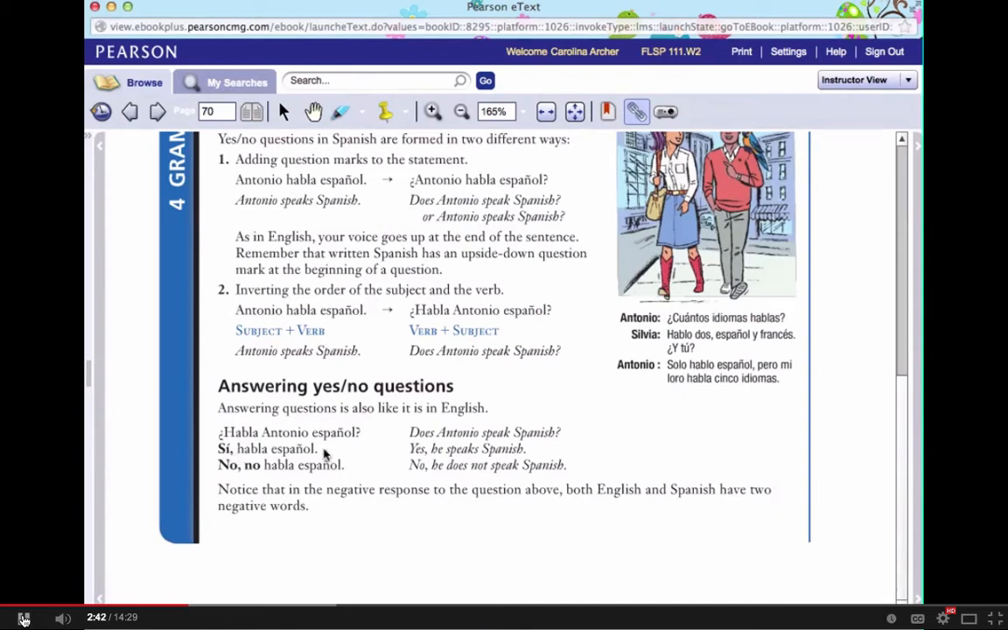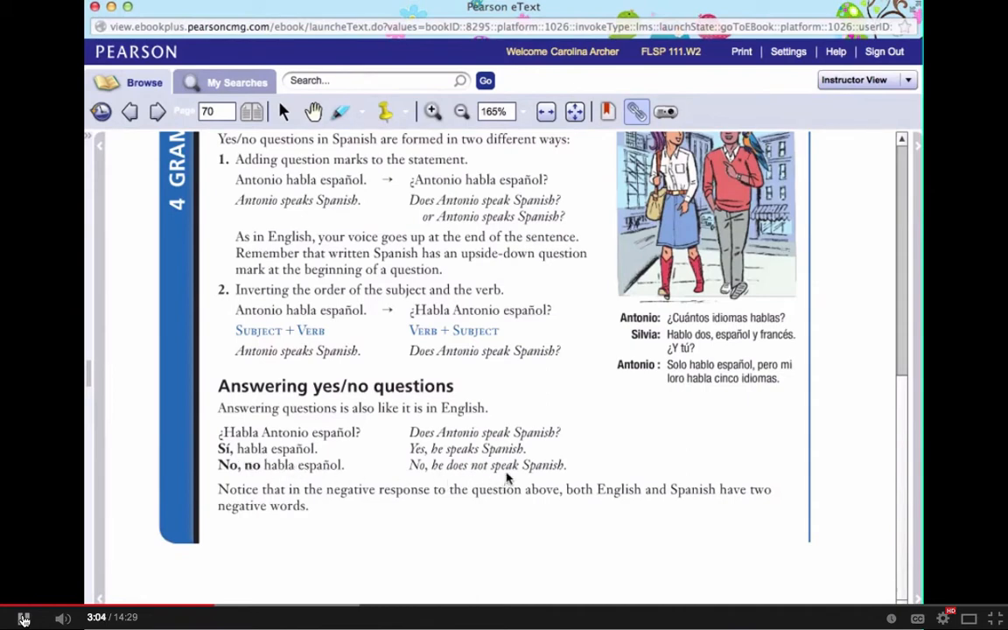Sí, habla español. Or we can say sí, él habla español. Habla is conjugated for él, meaning Antonio. Or you can say no, no habla español. Okay, so we have two no's because one is the no from here, and the other one is the one that is putting the verb into the negative.